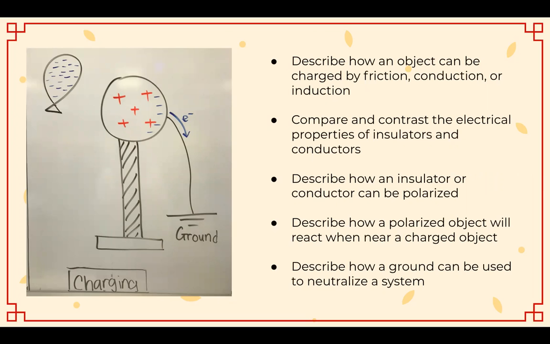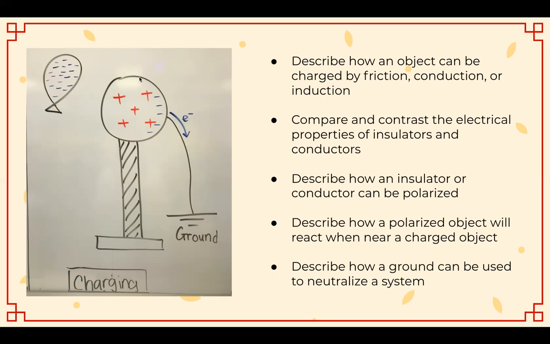I can tell this is induction because I have an object that's brought close, so the balloon is brought close, while the sphere is grounded. I know it's not friction because the balloon is not rubbing on the sphere. I know it's not conduction because the balloon is not touching the sphere. This must be induction. So we should be able to tell apart the 3 types of charging. We should also be able to tell apart insulators and conductors.